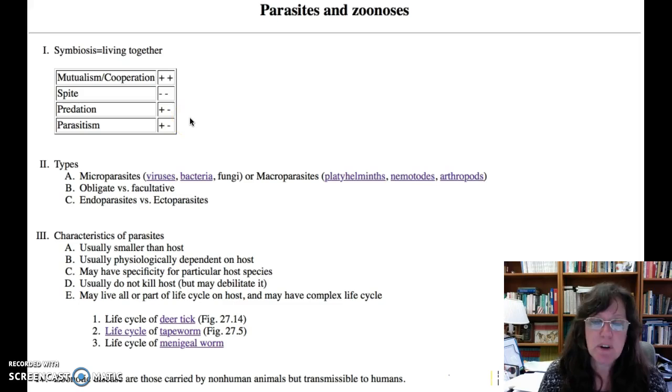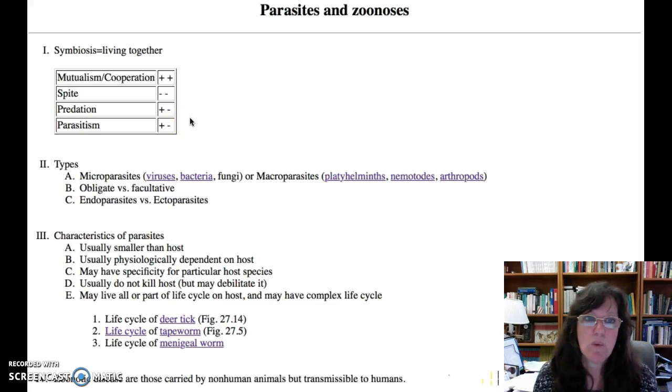Then there are a number of different kinds of situations in which one member of the pair benefits and the other pays some sort of cost. If that's a lethal cost, we tend to call that predation. So you have the cheetah and the gazelle, and the cheetah runs down the gazelle and kills it and eats it. That's an example of predation. The cheetah obviously benefits because it gets a meal, and the gazelle obviously pays a cost with its life.